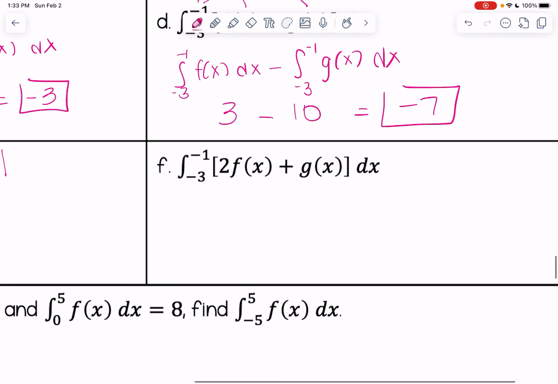All right, and our last one here combines a couple of rules. We see that we have two functions being added together, so we're going to use the addition rule, but we are also going to use the multiplication of a constant rule. So I'm going to rewrite this initial problem by pulling the 2 out in front, and then, like the problem above it, distributing the integral symbol across the two functions.